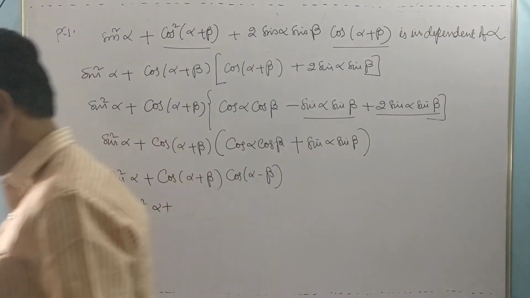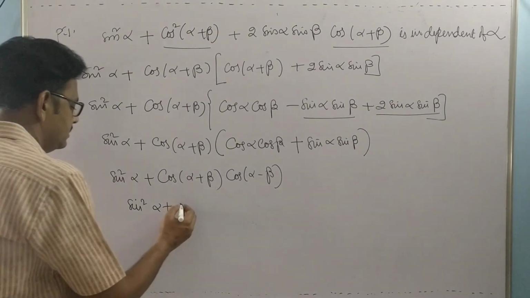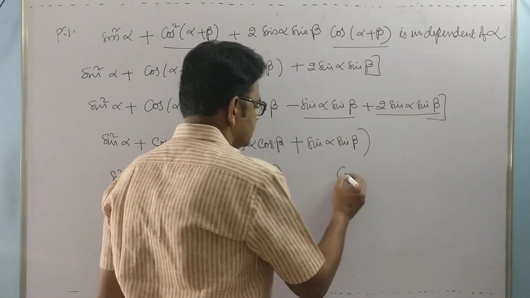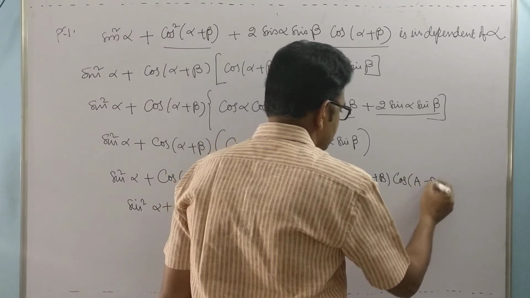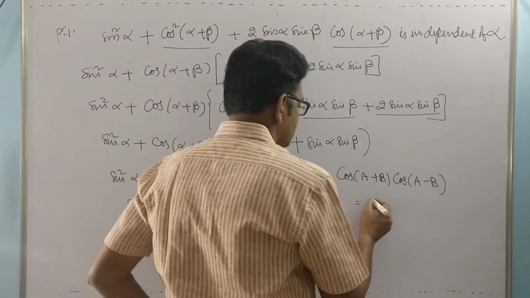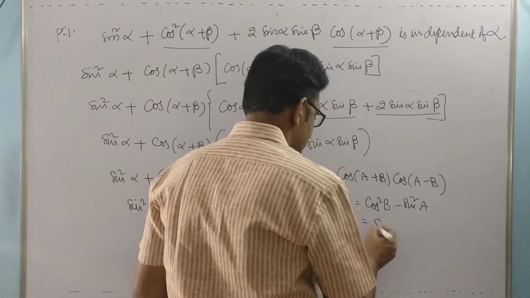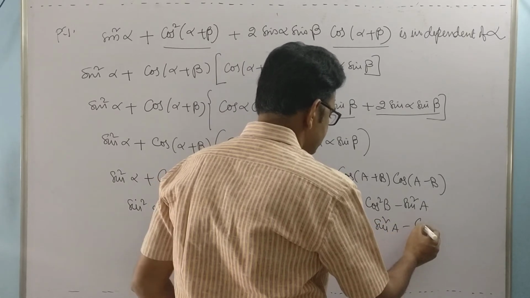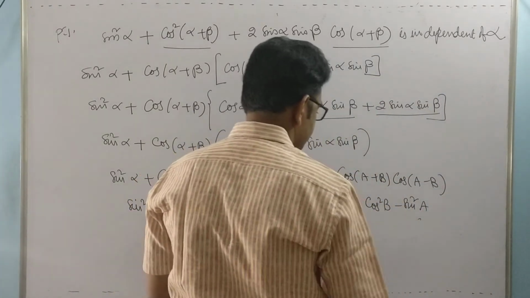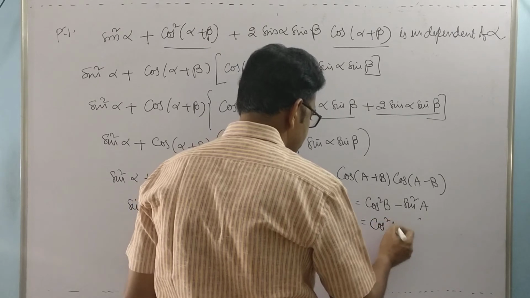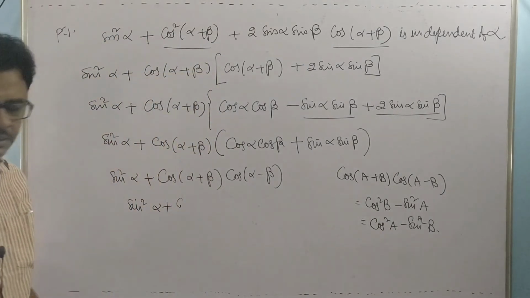So you have the formula cos(A+B) into cos(A−B). This is equal to cos²B − sin²A, or cos²A − sin²B. So this is the formula. I think you know that formula.